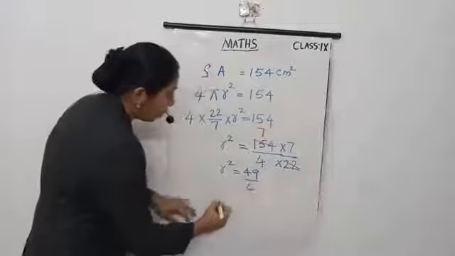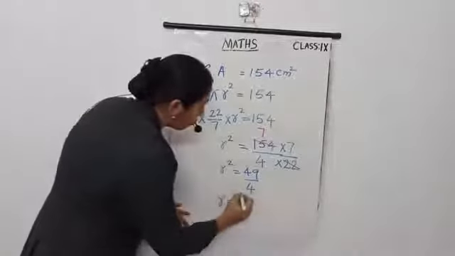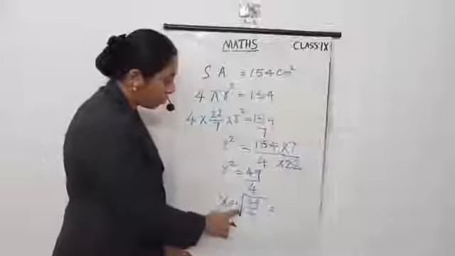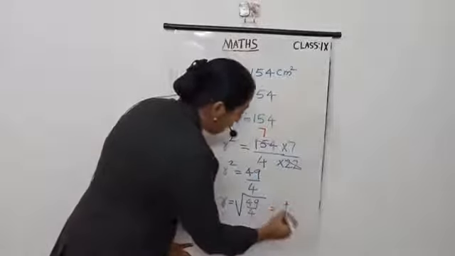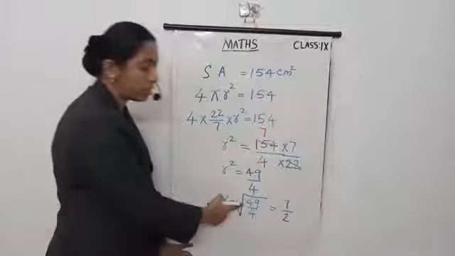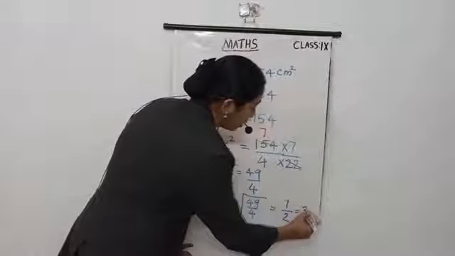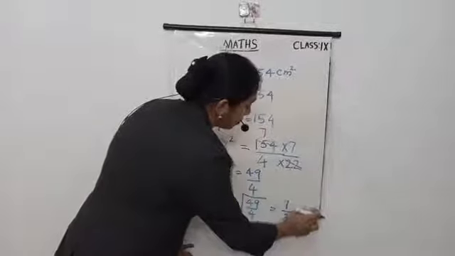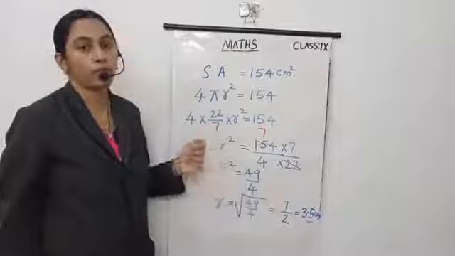49/4. Now we need to find r. So r means root of this 49/4. Now root of 49/4. Root 49 is 7 and root 4 is 2. 7 sevens are 49, 2 2s are 4. Now 7/2 we get 3.5 centimeters. So 3.5 centimeter is the radius of this sphere.